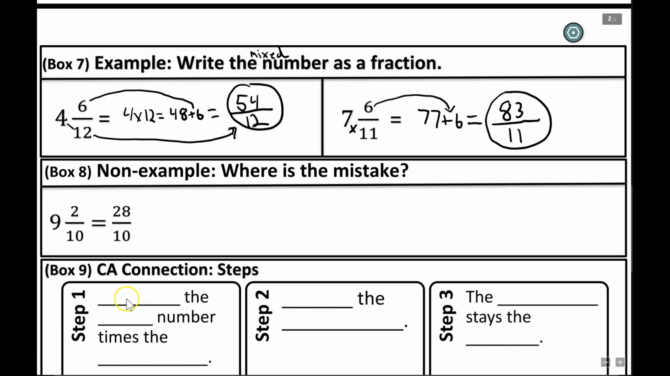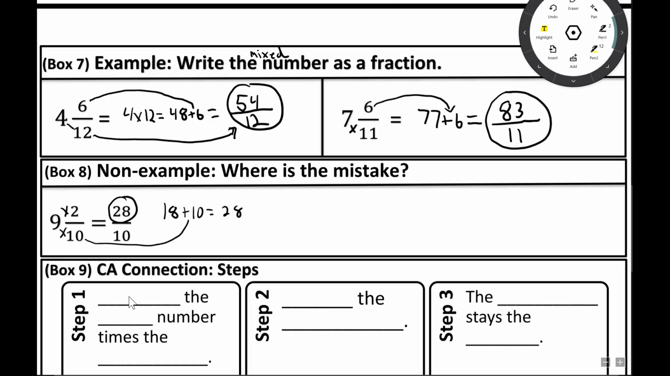Remember, step 1 says multiply the whole number times the denominator, 9 times 10. But they did it backwards. They went 9 times 2, and they got 18. And then after they got 18, what did they do? They added the 10. So they said 18 plus 10 equals 28. That's the mistake, okay? It should not be 28 right here, okay?